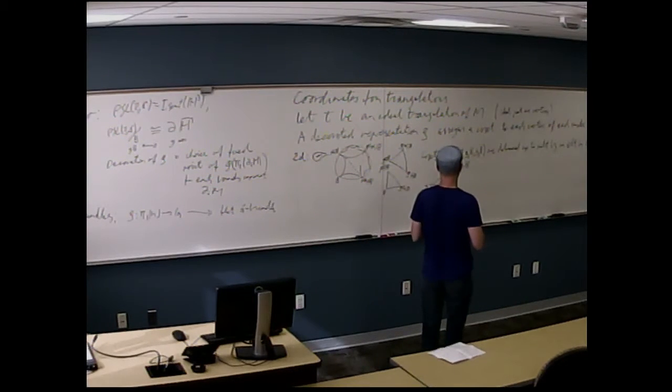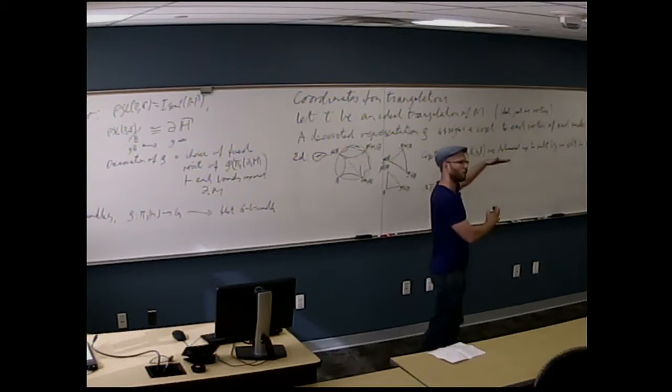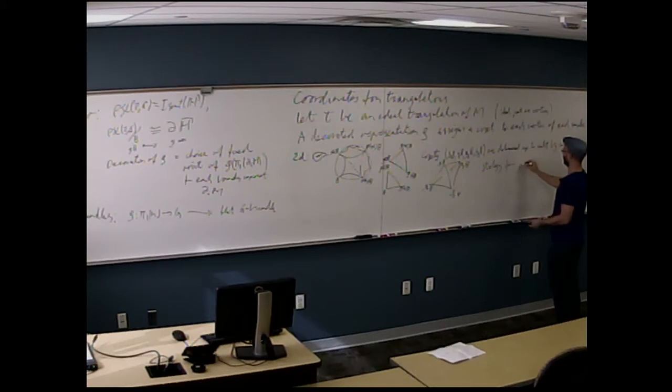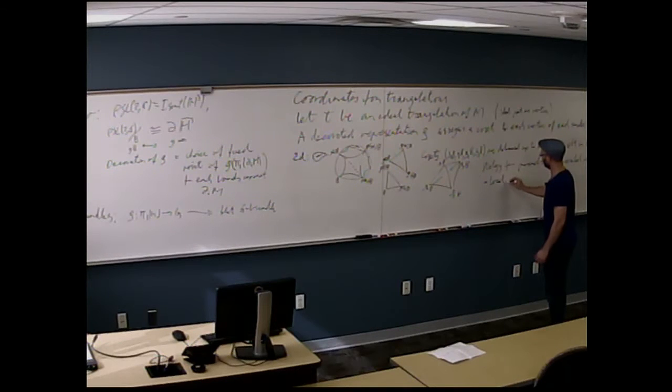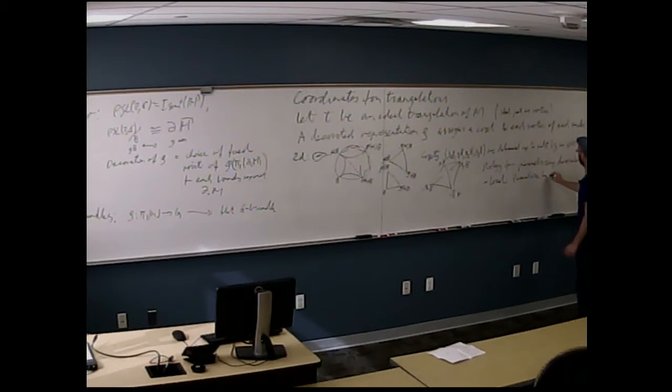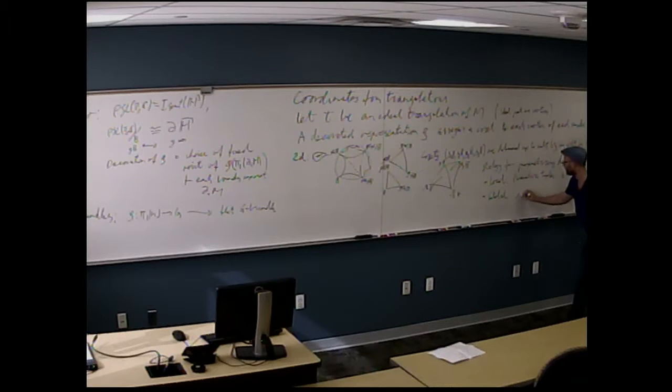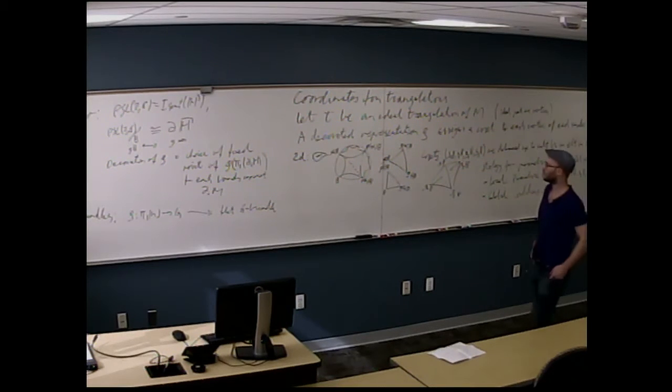All right. Okay, so let's move on. This suggests a strategy for parameterizing decorated representations. One is local: parameterize tuples. And the other one is global: give the conditions for gluing up. Take a triangulation, take a dual grid.